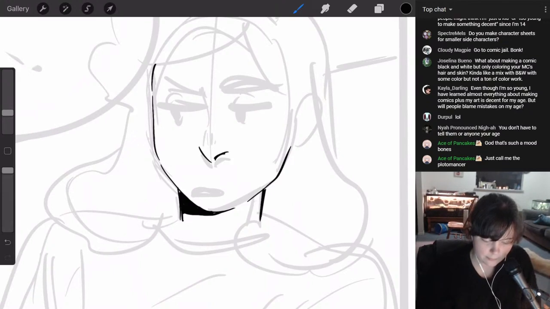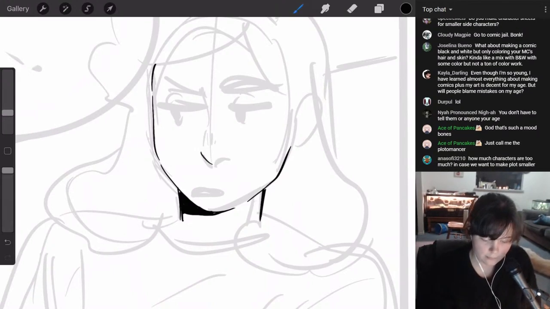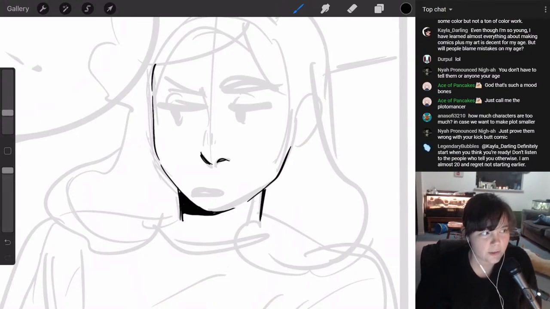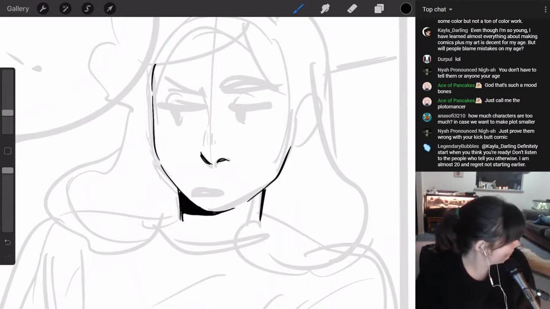Do you make character sheets for smaller side characters? I'll usually just draw enough for Bones to approve. It's not like a full-blown turnaround, but a quick sketch of what they look like.